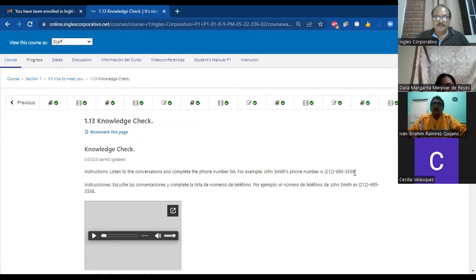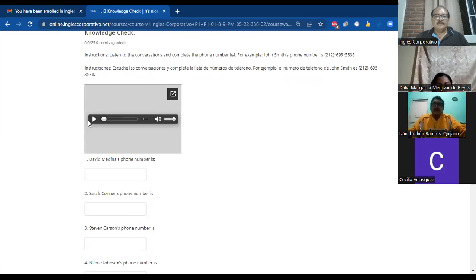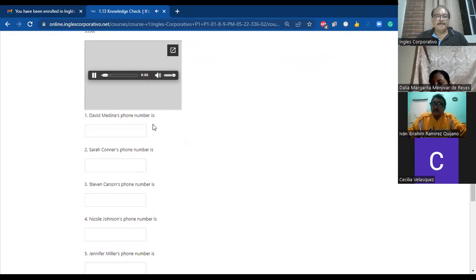Okay, now in this exercise here, we have... Listen and complete the list. What's David Medina's phone number, Michael? Okay, this is what's David Medina's phone number, Michael? And then the number one is David Medina's phone number is... It's 212-555-1937. Okay, what's the number? 212-555-1937. Yes, that's it.